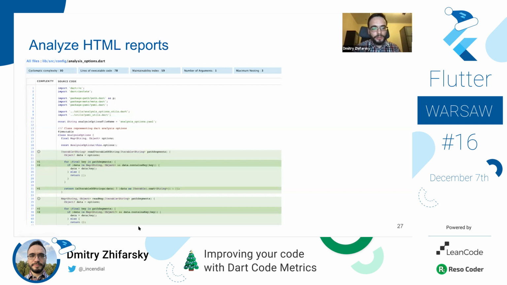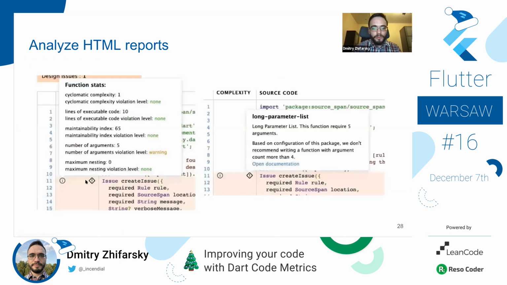And you can also see some icons. If you hover over those icons, you will see additional info about methods or classes, which is basically metrics and anti-pattern violations and also lint rules violations.